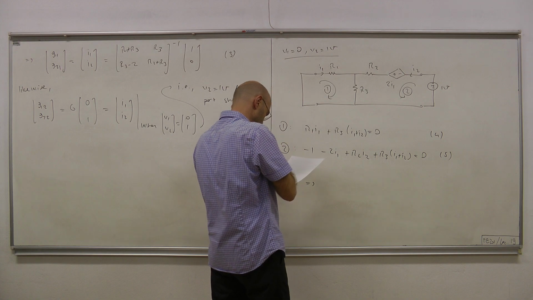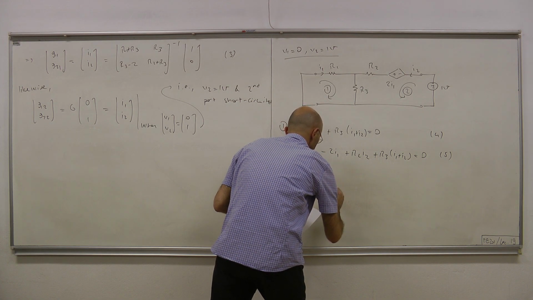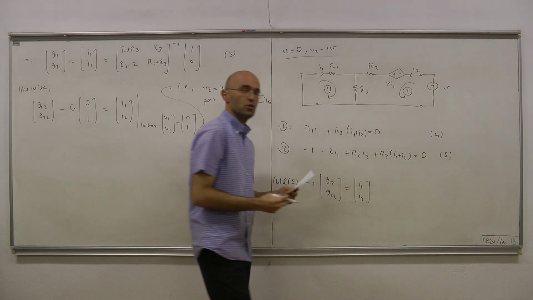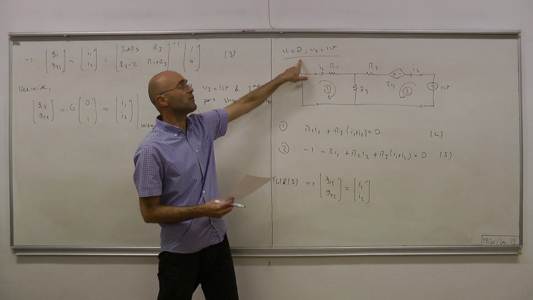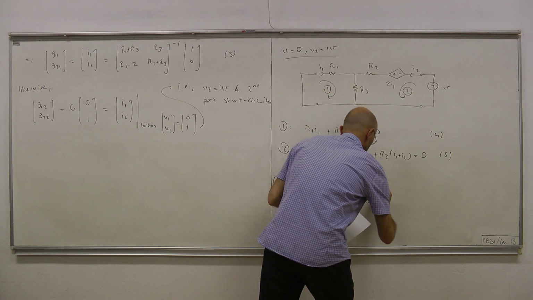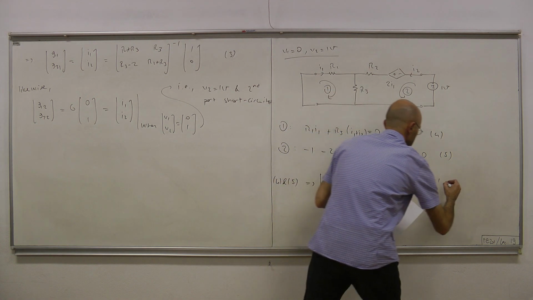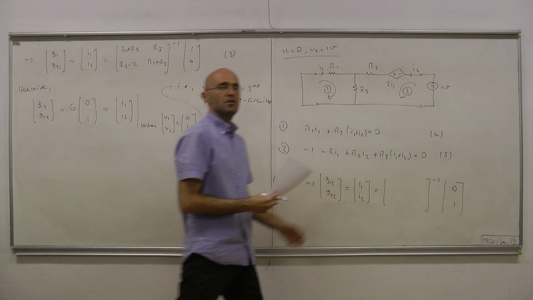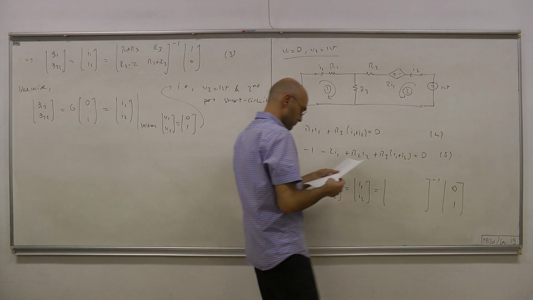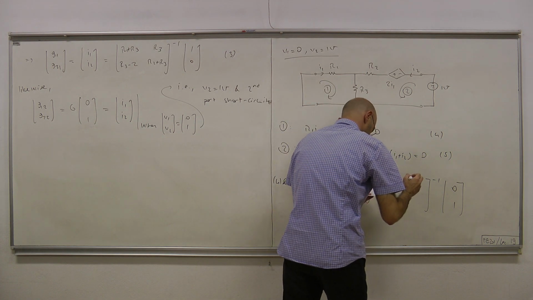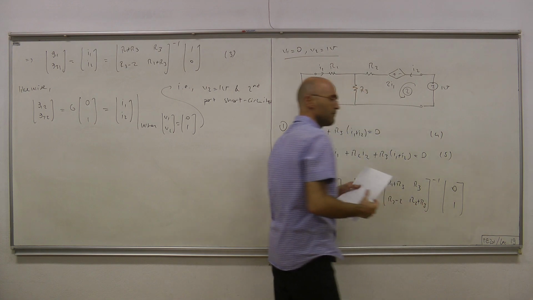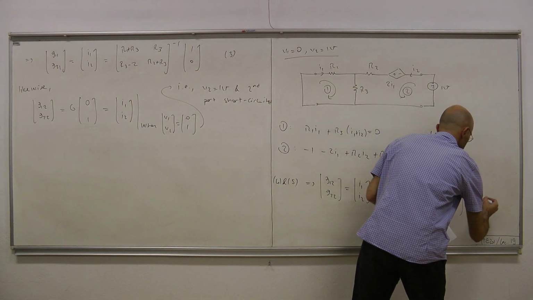Equations 4 and 5 imply G12, G22 equals I1, I2. When this condition is satisfied, I1, I2 satisfies this equation, and that equals, again, some matrix times 0, 1, and that matrix is the same as the matrix here, the inverse of the resistance matrix: R1 plus R3, R3 minus 2, and R2 plus R3. And that will be our equation 6.